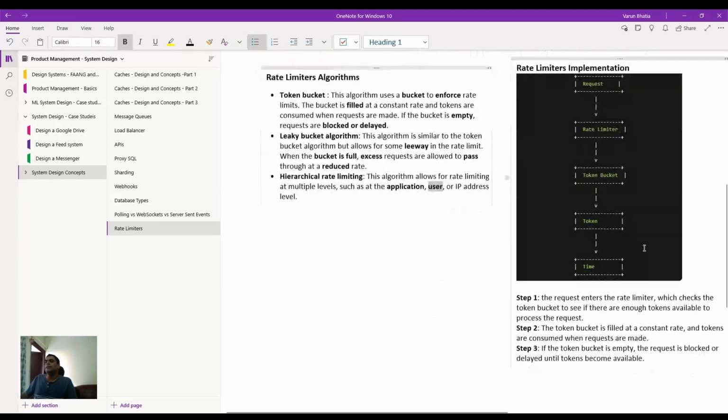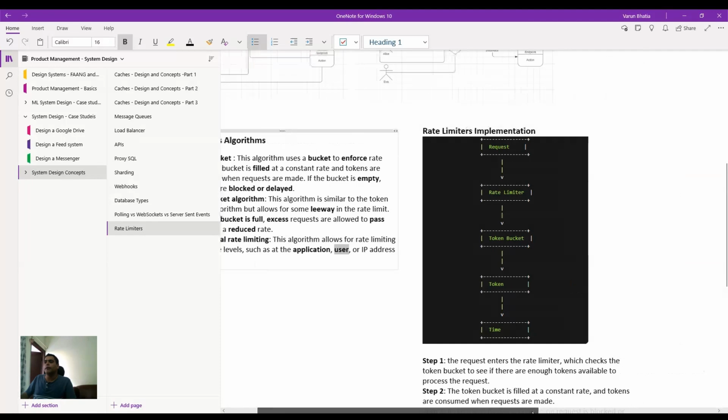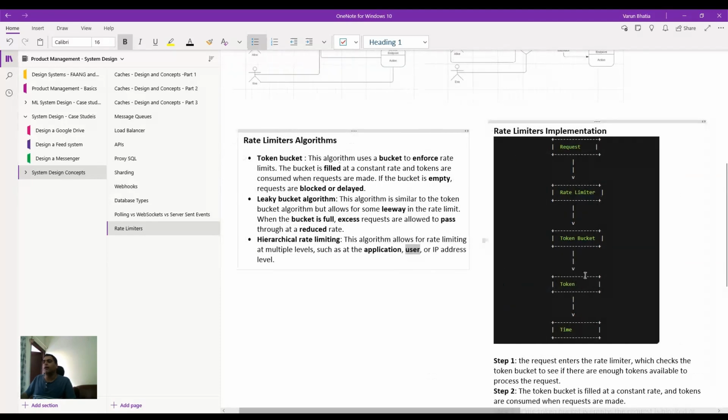One of the simplest and cleanest examples on implementation, I think: let's look at the token bucket implementation that we just discussed in the algorithm. So here, for example, you have a request, right? And you have a rate limiter in place. Your request is entering the rate limiter, and that's your first step. The next step is you're checking in the token bucket to see if there are enough tokens available to process the request.